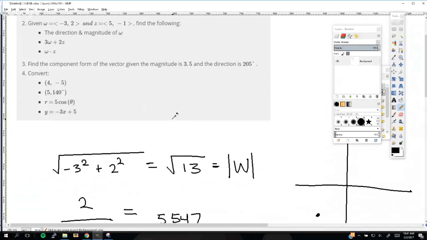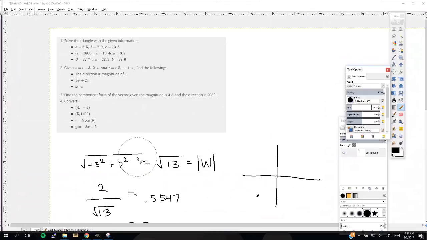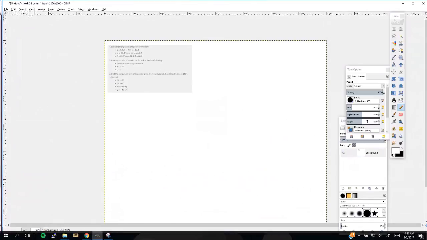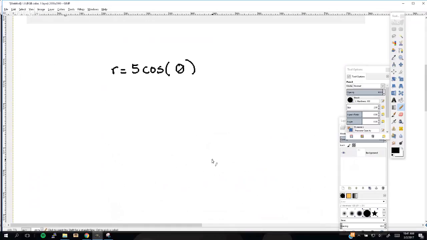These are the fun ones. Oh wow, jeez. Okay, so we have to convert r equals 5 cosine of theta. I feel like this is very similar to the one that we did before, and I still don't know how to solve these.